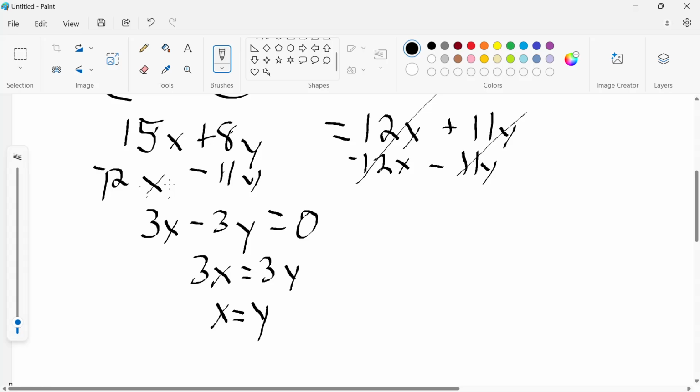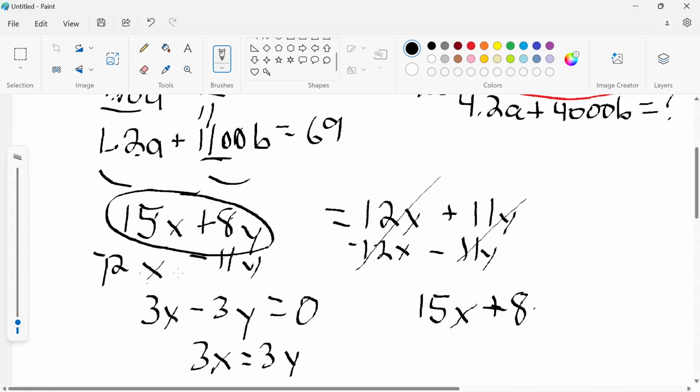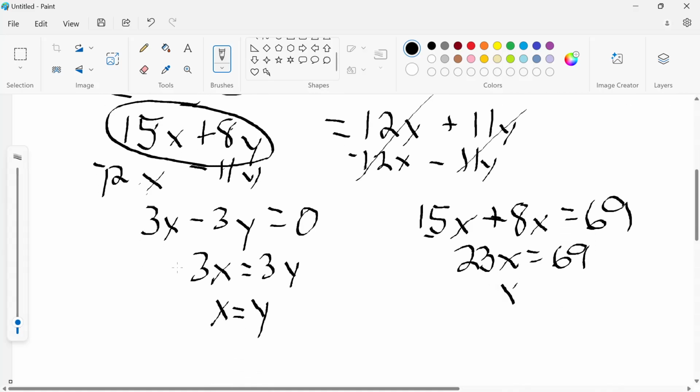So I can take either one of these equations. Like I'm going to take this one, and I'll put x in for y. So this is 15x, since x equals y, y equals x, plus 8x. Remember, originally it said it was equal to 69. 15 plus 8, 23x equals 69. I will divide both sides by 23. x equals 69 divided by 23. 23 times 3 is 69. So x equals 3, and that also equals y. Well, now I've got it.